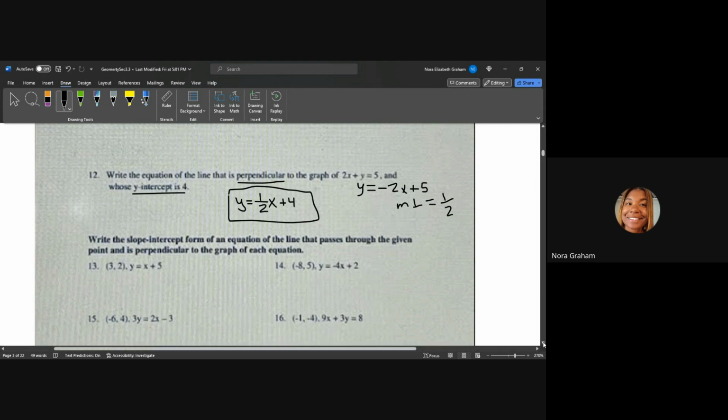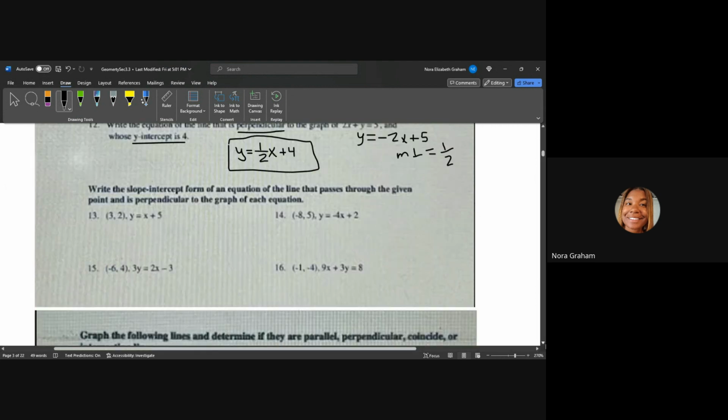Let's go on to 13 through 16. Write the slope-intercept form, so again, we want it in y equals mx plus b form, of an equation of the line that passes through the given point and is perpendicular to the graph of each equation. So we're doing the same thing as we did above. We're using our slope point form, y minus y sub 1 equals m in parentheses x minus x sub 1.